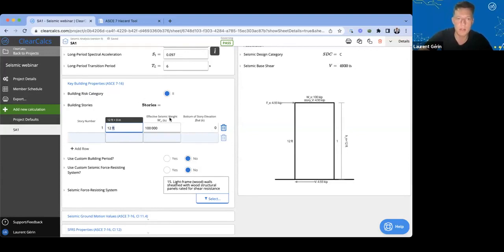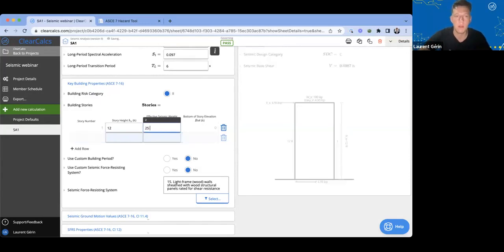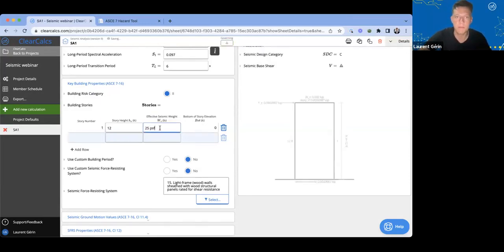Now, I had mentioned the roof weight was 25 pounds per square foot. And we had 20 pounds per square foot of snow load. Because that snow load is less than 45 or 30, as was mentioned in the chat, we can ignore it in our seismic weight. So I've got 25 pounds per square foot. I'm going to type 25 PSF.